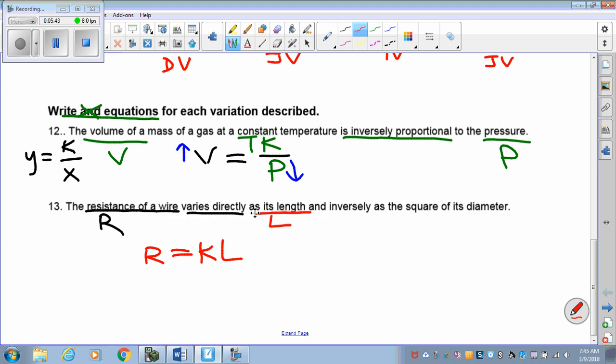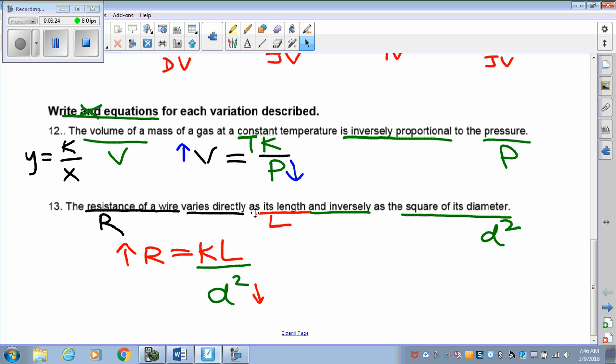And now we also have inversely down here. So inversely, I'm going to have a fraction. That means the square of the diameter goes in the denominator. So diameter, we'll just make that d, and then we're going to square it, so I'm going to put d squared in the denominator. That would be an inverse variation, and that makes sense too. If the diameter of the wire decreases, it's a very thin wire, that's going to increase my resistance. It's harder for the electrons to get through a skinny wire. But if I increase the diameter, so it's a big, thick wire, then I would have less resistance. The electrons can move more freely. So you can have both of them going on there at the same time.